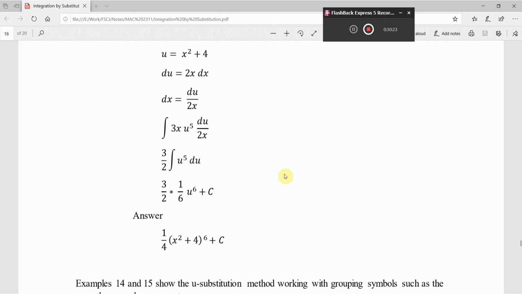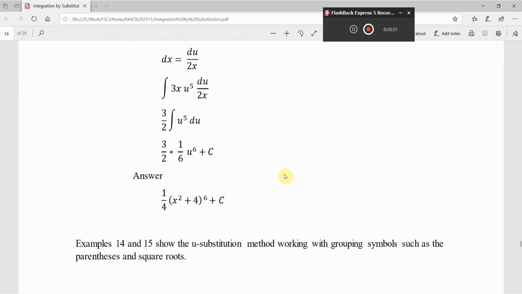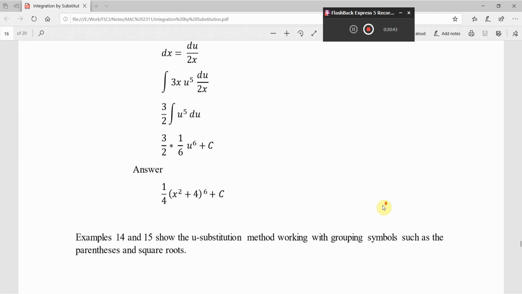So these two previous examples show the u substitution method working with grouping symbols such as parentheses and square roots. So again, if you see any grouping symbol, parentheses, square roots, exponentials, trig functions, many times we're going to let u equal the stuff that's inside the grouping symbol.